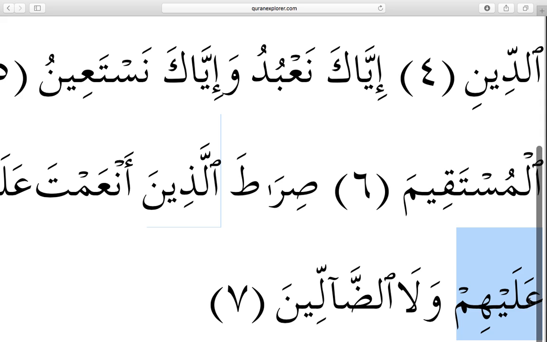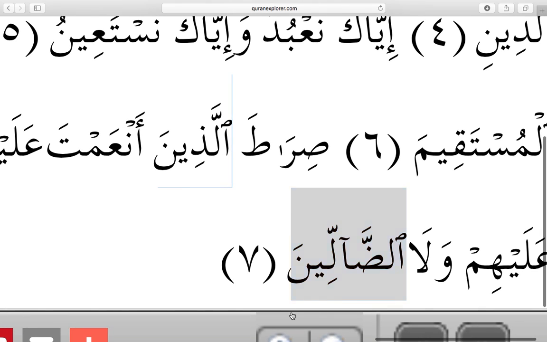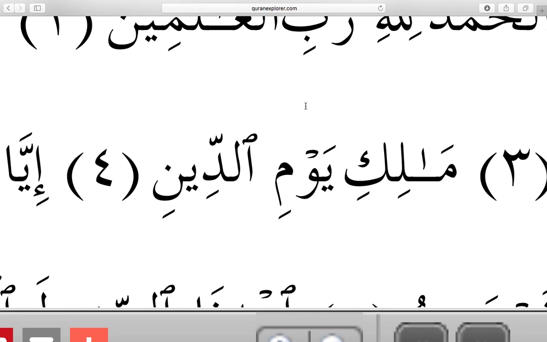This word is عليهم. Ain, lam, ya, ha, mim. This is wala. These are two words. Wala: wa, lam, alif. This is ad-dallin. The letters are alif, lam, dad, alif, lam, ya, noon. This brings us to the end of Surah al Fatihah.